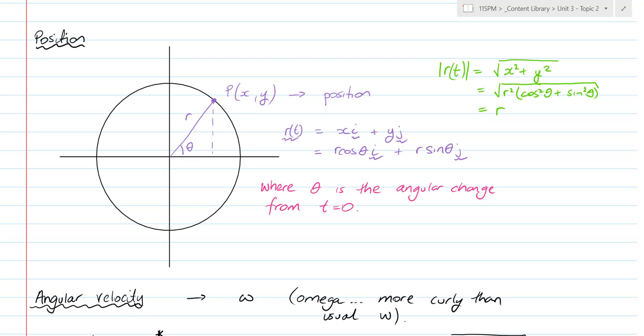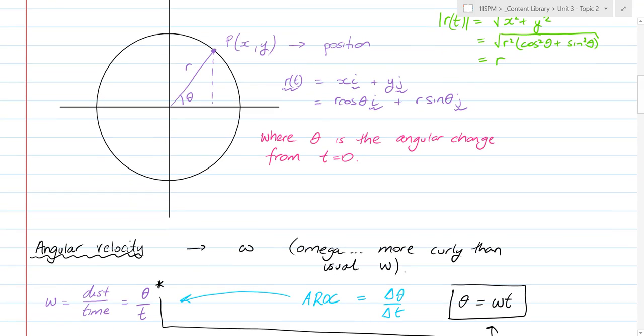And then we also have theta, which is measured from the positive horizontal axes, as are almost every angle, except in the case of bearings. So positive horizontal axis, theta is measured from there. And it's a measure of angular change, and it's going to be quite important. So first of all, we have angular velocity. And angular velocity is omega.